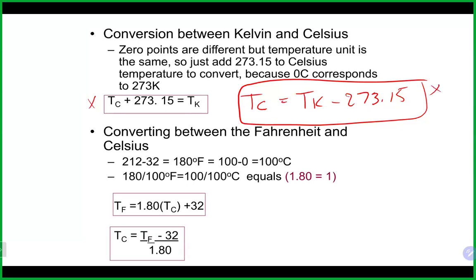Now, to convert between Fahrenheit and Celsius, the temperature in Fahrenheit is equal to 1.8 times the temperature in Celsius plus 32. And if you want the temperature in Celsius, it's going to equal the temperature in Fahrenheit minus 32, divided by 1.8. And that will get you to Celsius here.